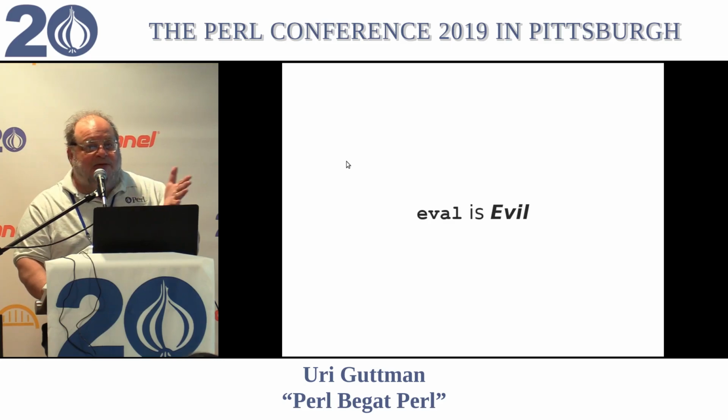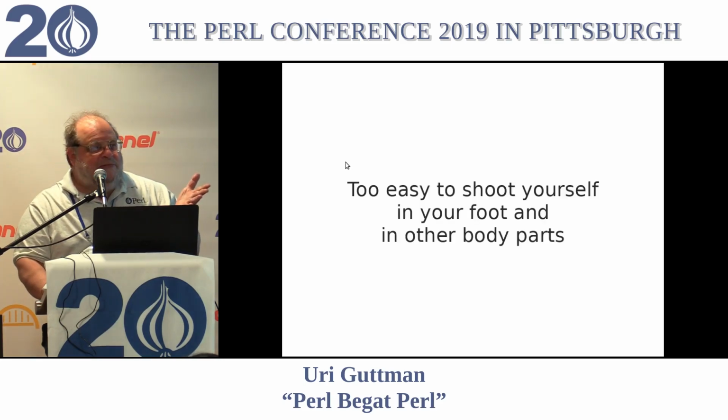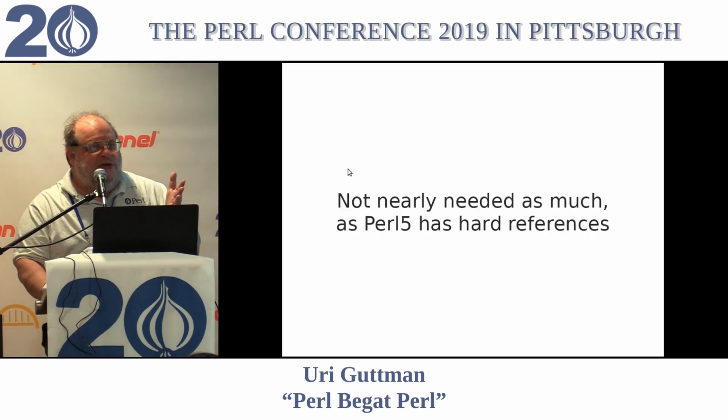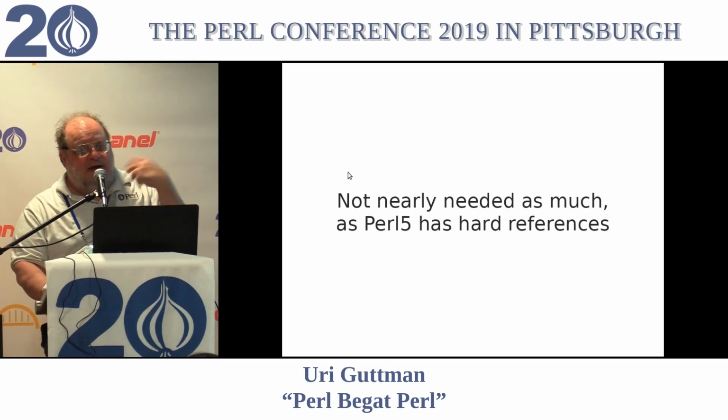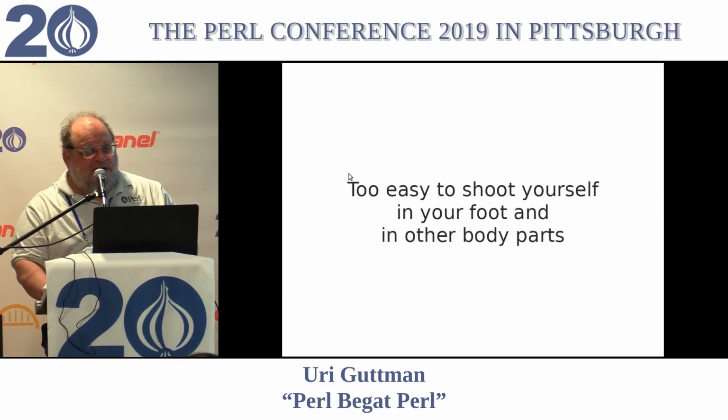So eval, we all know, is evil. It's too easy to shoot yourself in your foot and other body parts. Whatever part you like the most, you'll shoot yourself in that. And it's not nearly as needed as Perl 5 has hard references. So building a data tree is so much easier in Perl 5. But it's still useful.